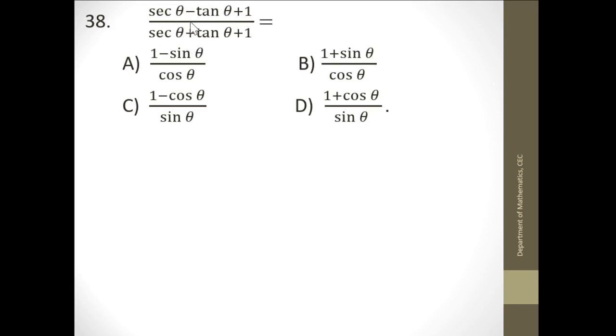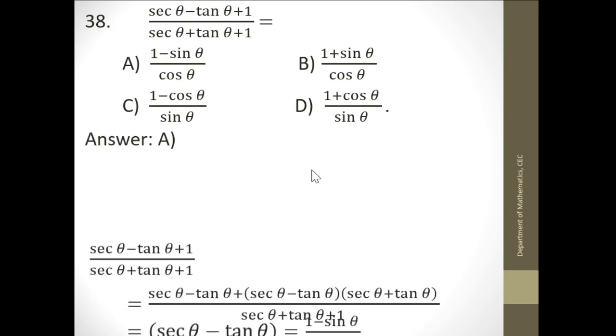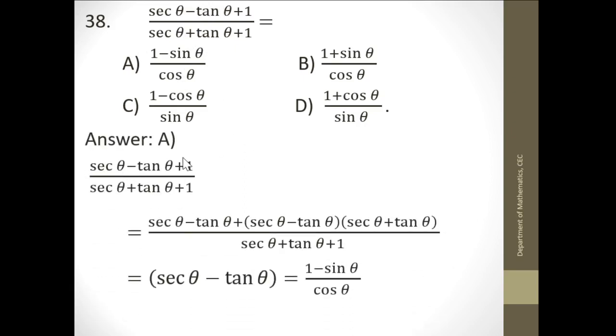Secant means 1 by cos. Tan means sin by cos. Denominator cos means 1 minus sin theta by cos theta. Therefore answer is A. See this 1. Numerator 1 is only replaced by secant theta minus tan theta into secant theta plus tan theta. We know that secant square theta minus tan square theta is 1. A square minus B square formula.